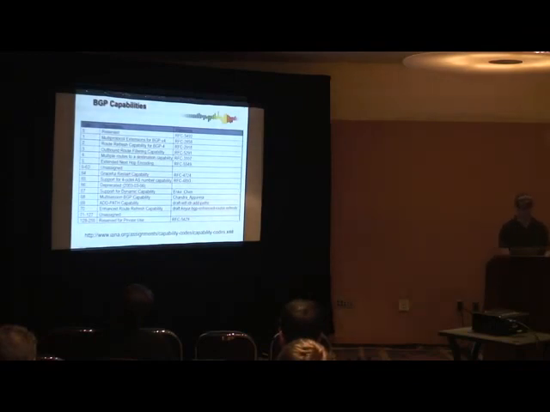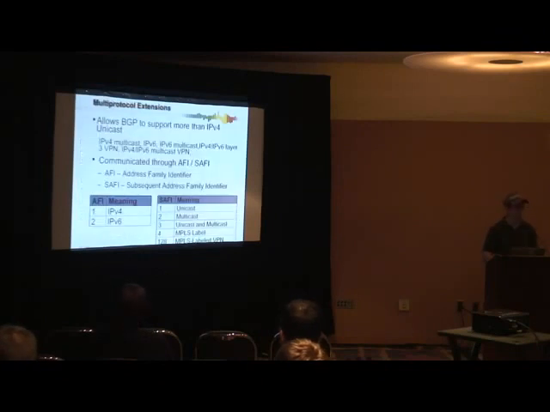So I referenced a little bit BGP capabilities. Here's the table of all of the capabilities, which you can reference on iana.org. I'm not going to talk about all of them, but I'll pick one or two that I think are important. The first one is multi-protocol extensions. This allows BGP to support more than just plain old vanilla IPv4 unicast. Basically, it has AFI and SAFI.